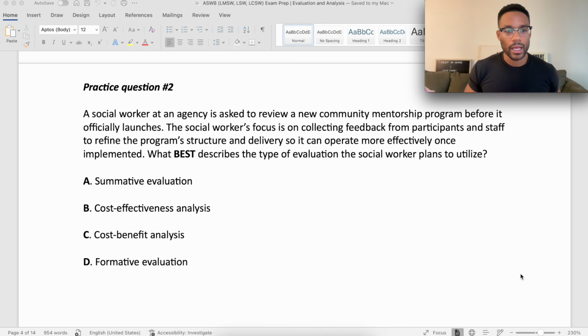How about this one? A social worker at an agency is asked to review a new community mentorship program before it officially launches. The social worker's focus is on collecting feedback from participants and staff to refine the program structure and delivery so it can operate more effectively once implemented. What best describes the type of evaluation the social worker plans to utilize? A. Summative evaluation. B. Cost effectiveness analysis. C. Cost benefit analysis. Or D. Formative evaluation. Take a sec, pause, and then we'll break it down.